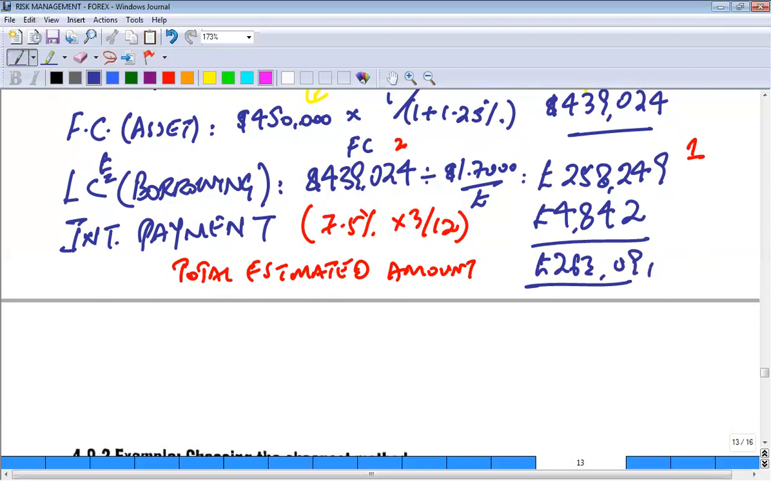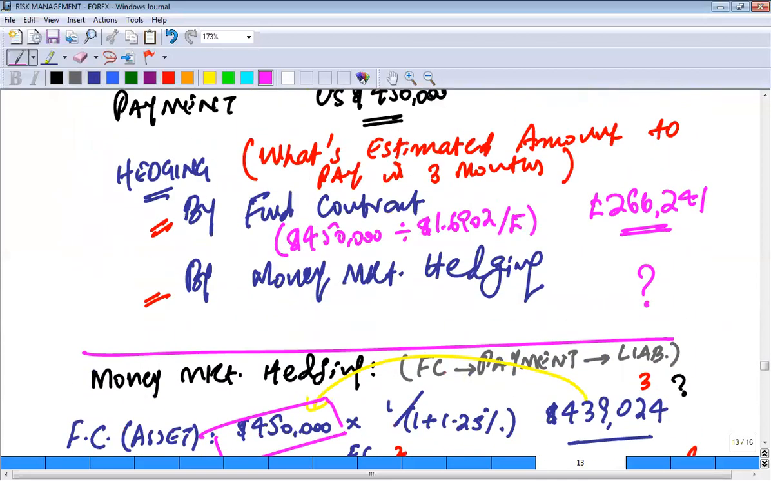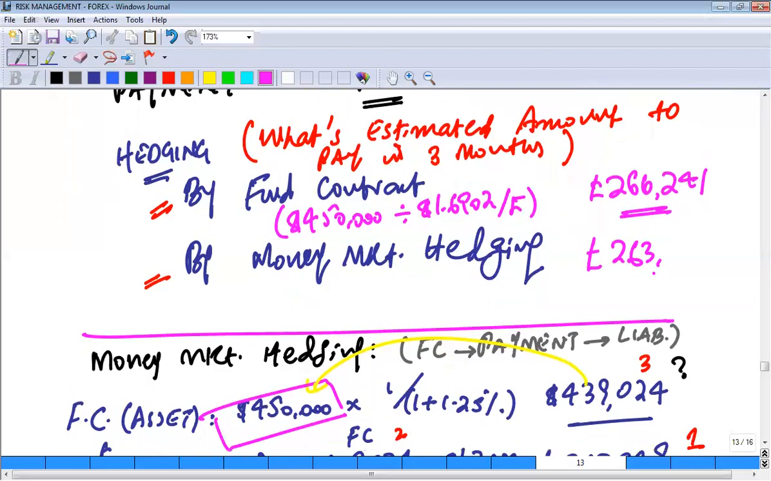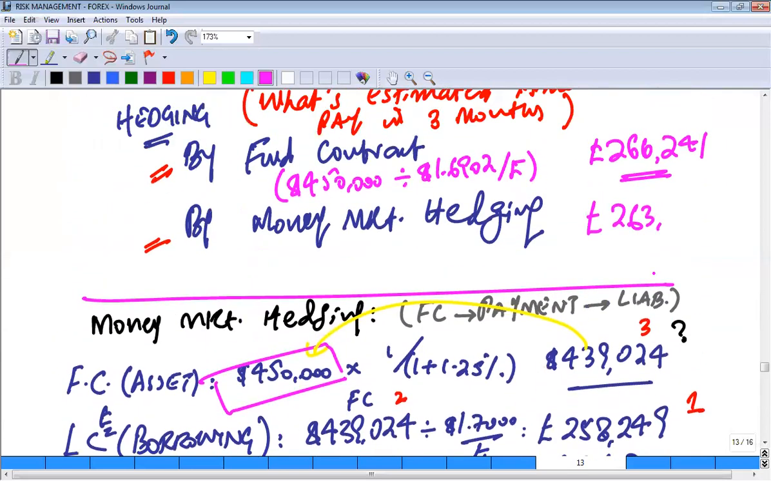for $450,000. So if we make an arrangement by money market, then we have to pay 263,091.